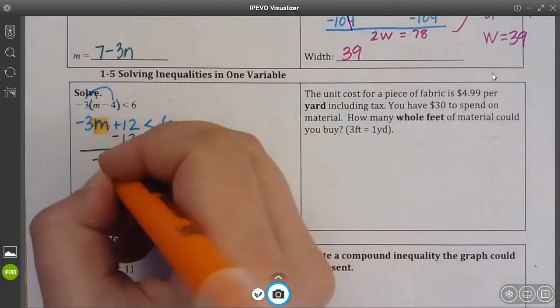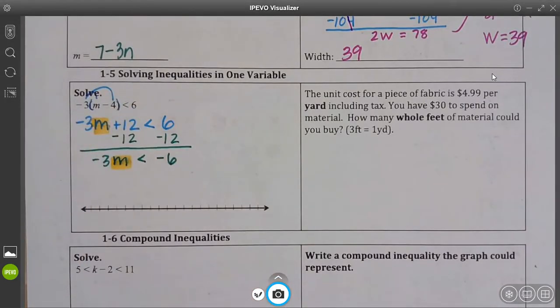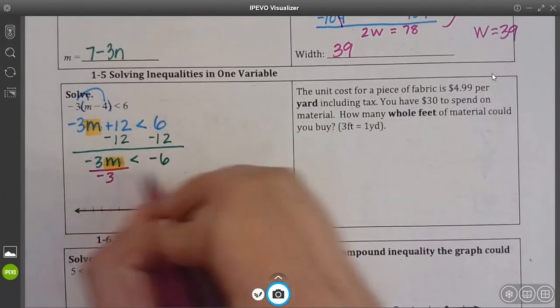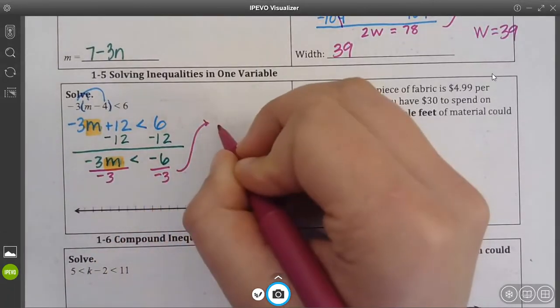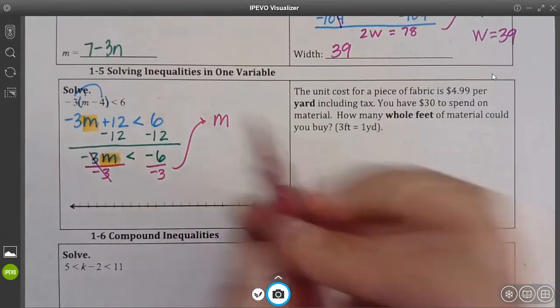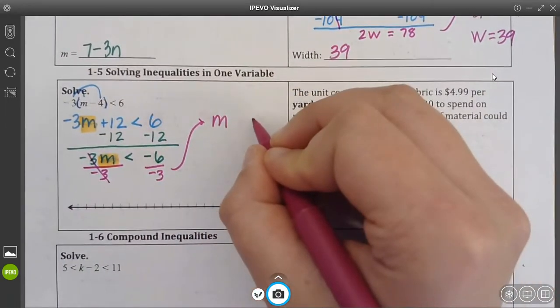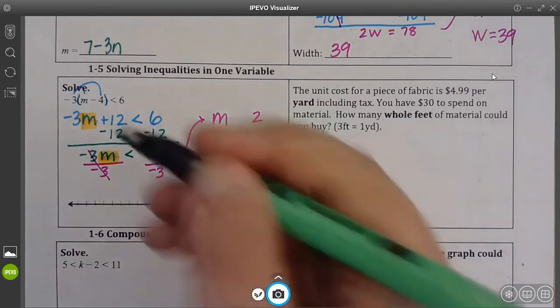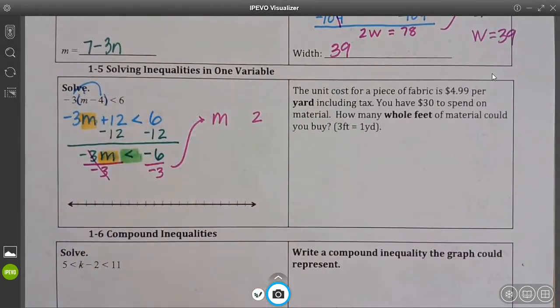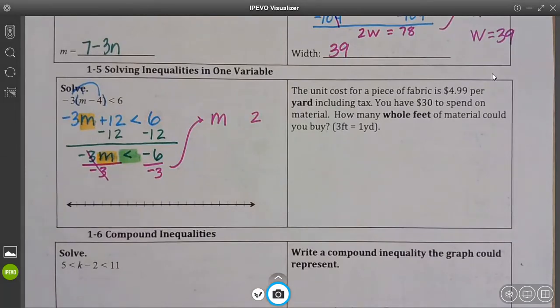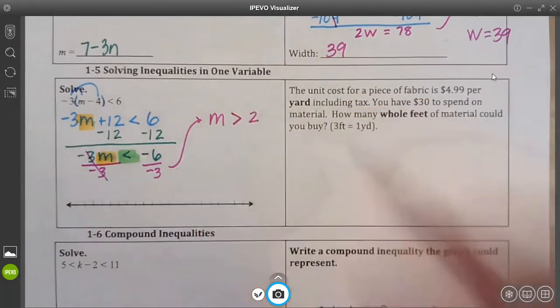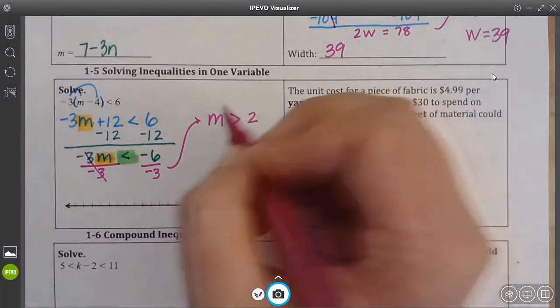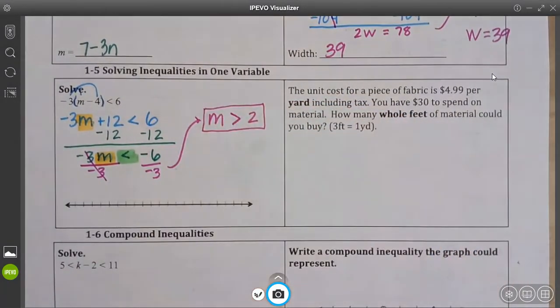And last but not least, to get m by itself, I want to divide both sides by negative 3. When I do that, I get m all by itself. Then negative 6 divided by negative 3 is 2, and negative divided by negative is a positive. But there's one thing that we have to remember. Whenever we divide by a negative number, so I've divided by a negative 3, we have to flip the inequality sign. m is going to be greater than 2. So that means m could be 3, could be 4, it could be 5, it could be 10 million.